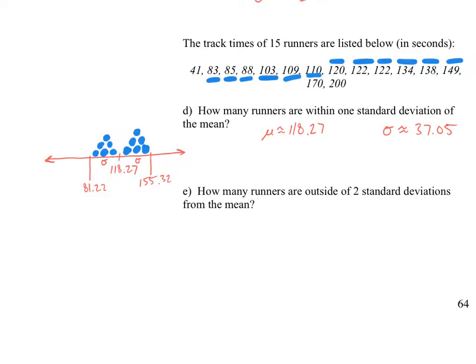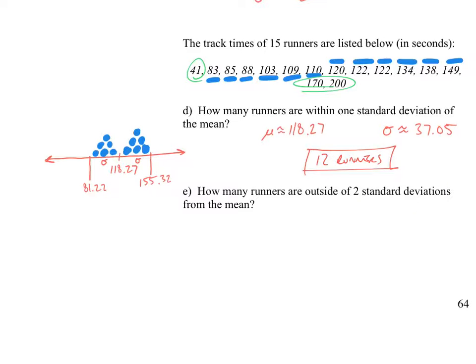But I would have to leave out these and that number because they are not within one standard deviation in either direction. So if I count all those up, that's 12 runners. So I would say 12 of these times are close to the mean. Now outside of that, I've got some other ones, right?